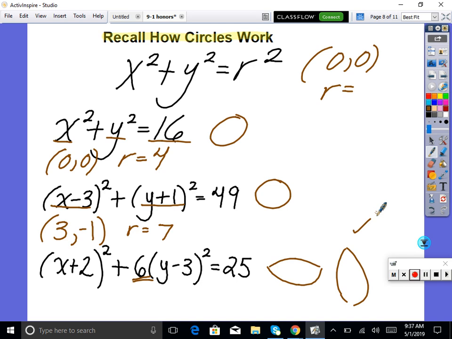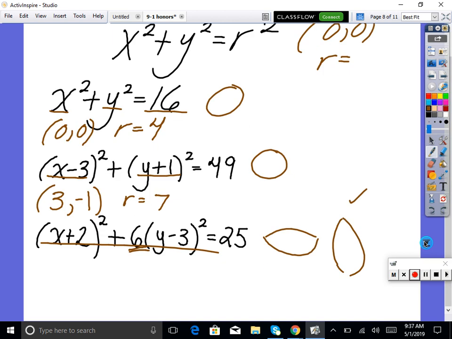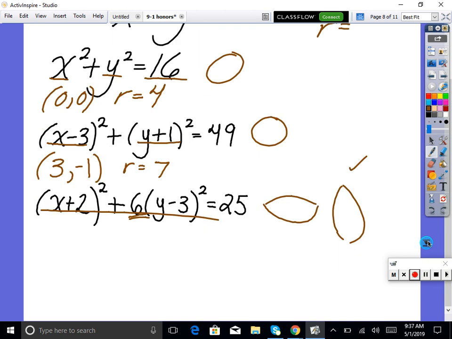Now here's the thing. If I asked you to graph this, how would you graph it? These circles are easy to graph, correct? But with the ellipse, it's a little harder. So this is my opinion, personally. I'm sure your teachers probably taught this differently last year.